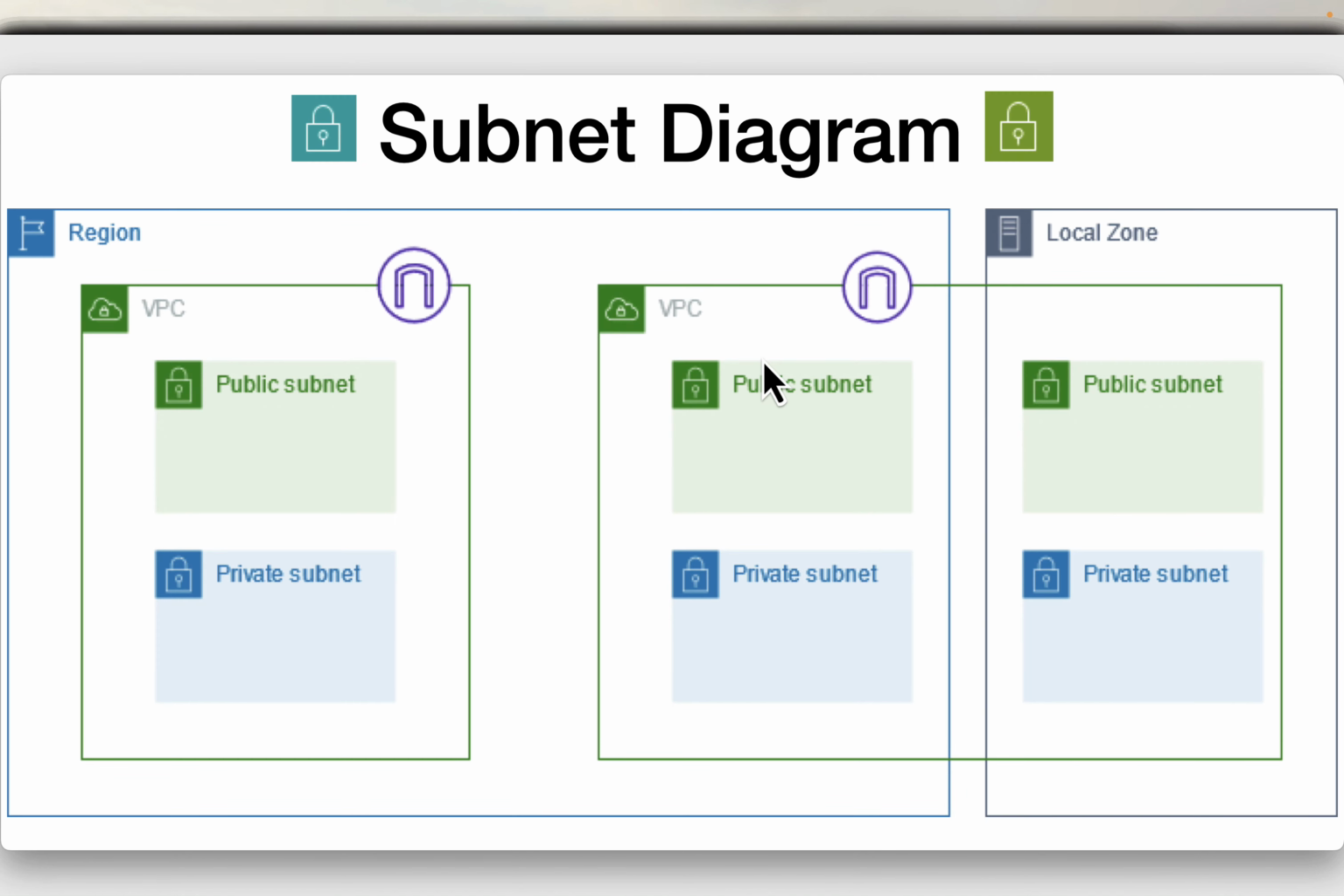Okay, subnet diagram. So this is the diagram here, and I'll just talk about it. The diagram depicts two virtual private clouds, each within the same AWS region, but with the option of expanding into a local zone. So this particular VPC has an extension to a local zone. We see two VPCs, and a VPC is an isolated logical section of your AWS cloud.